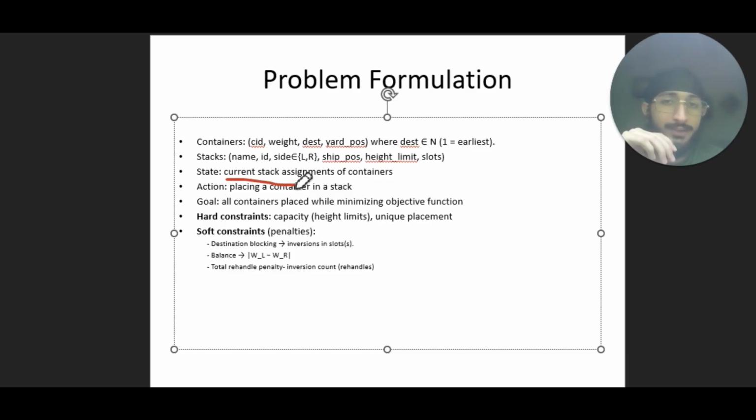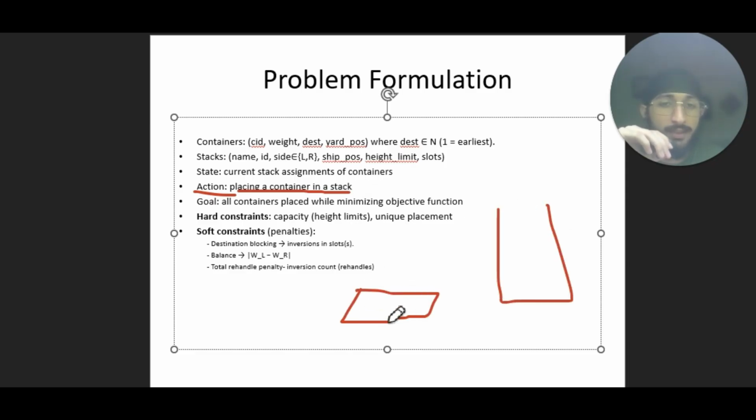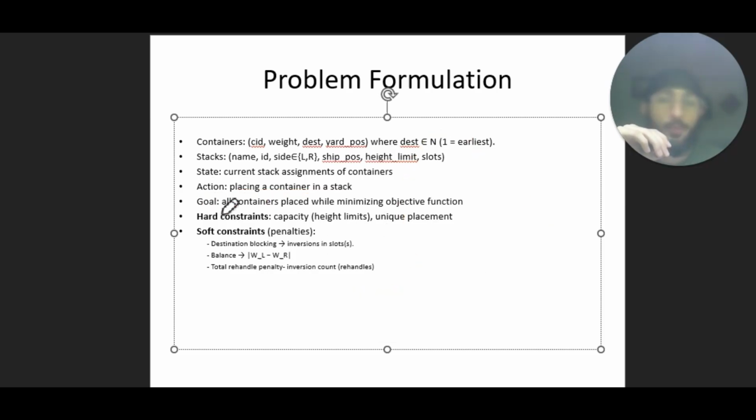Also, state is the current stack assignment of the containers, and our action is to place a container in a stack. So any container that is present outside, we have to place. Let us say this is the container that we have to place into the stack. That is the action event. And then the goal is for all containers to be placed while also minimizing the objective function, which I'll discuss in the fourth slide.